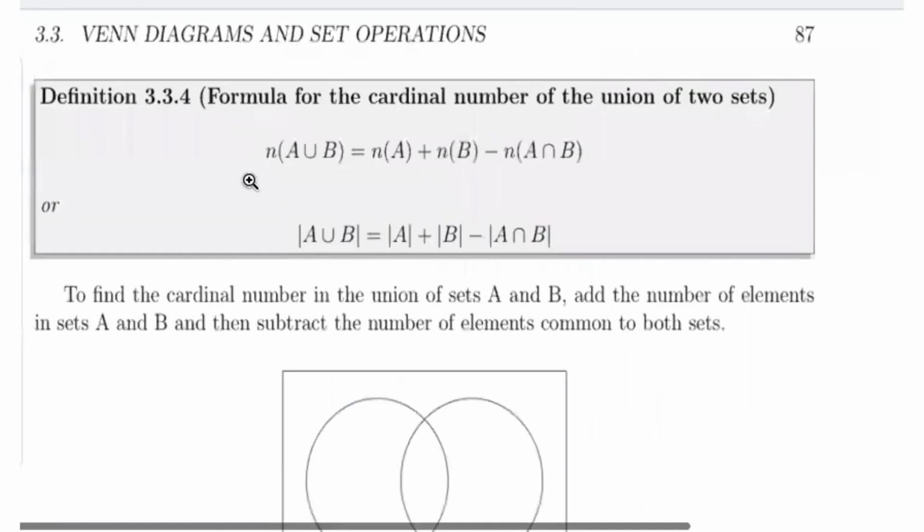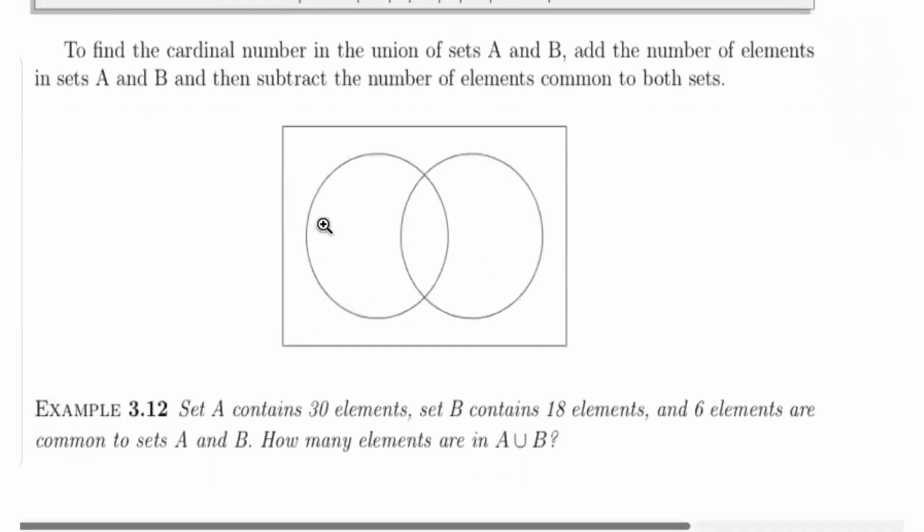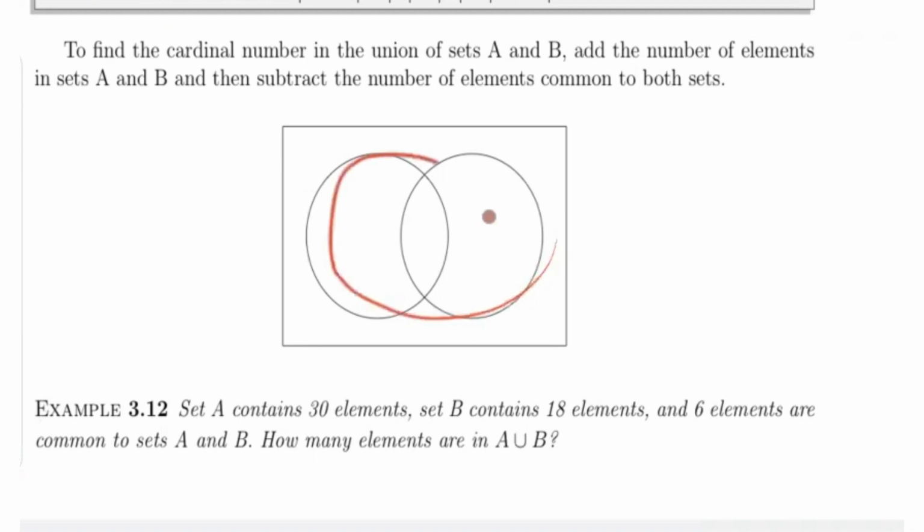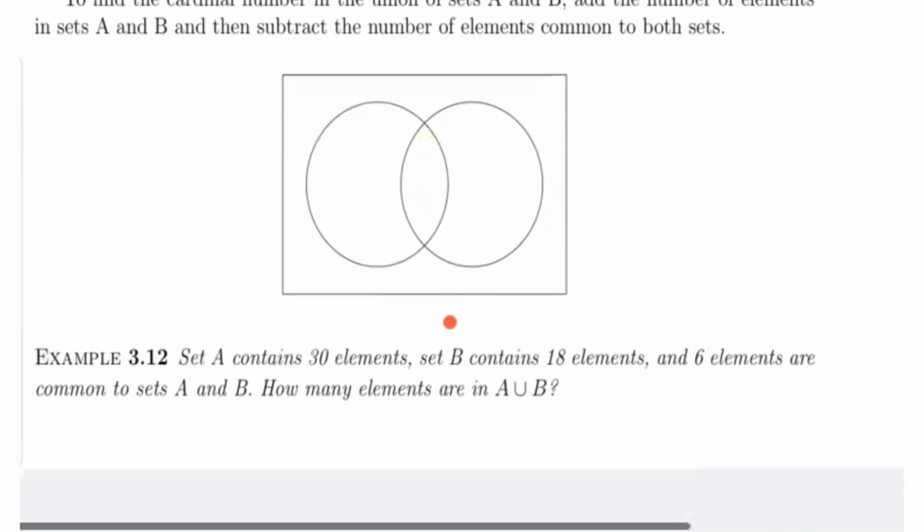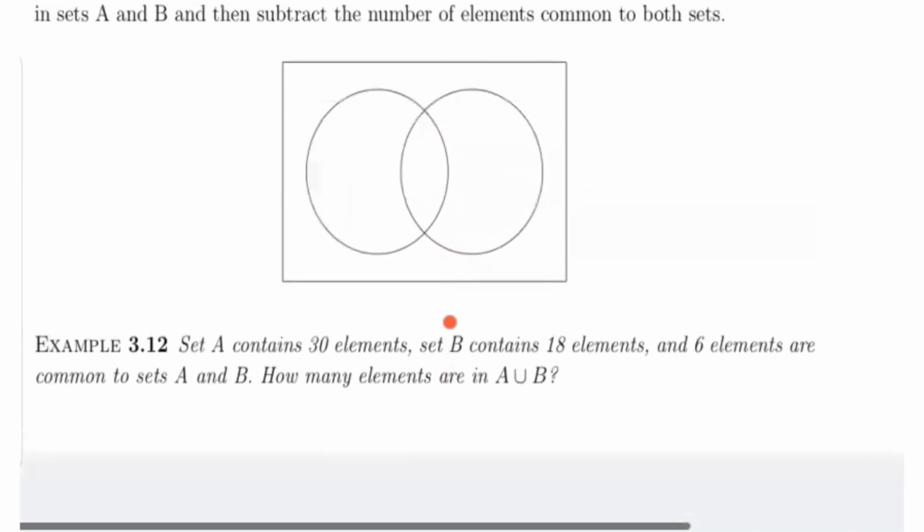So right here is the formula for the cardinal number of a union of 2 sets. You can memorize the formula, or we understand the idea of this: union of 2 sets, subtract the common elements. All right, let's have this one. Number 312.